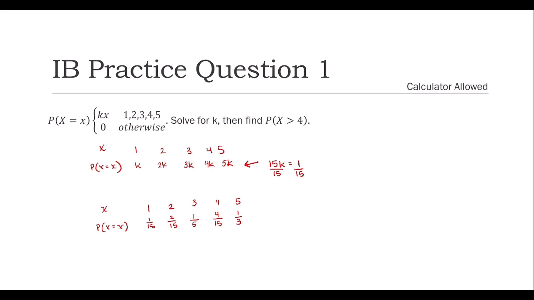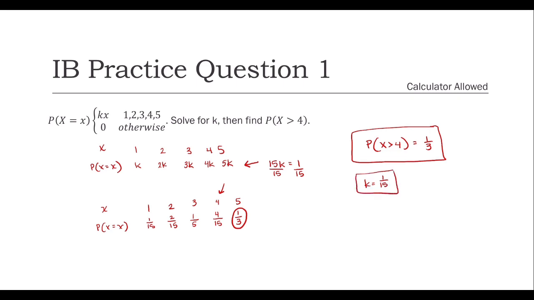So these are your probabilities. Now we want to find the probability that x is greater than 4. To be greater than 4, 4 is not included, so the only thing it's going to include is 1/3. So the probability that x is greater than 4 equals 1/3. There's your answer, and we said k equals 1/15. If it said the probability that x was greater than or equal to 4, then we would include the probability of 4 and we would add those together.